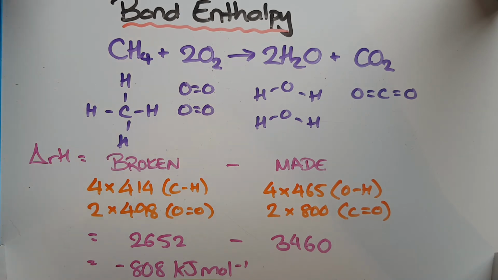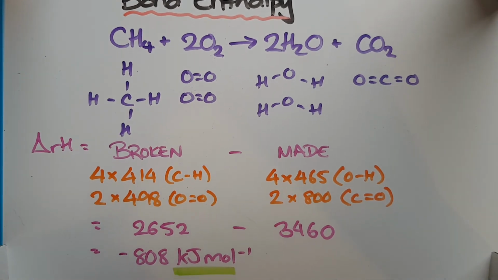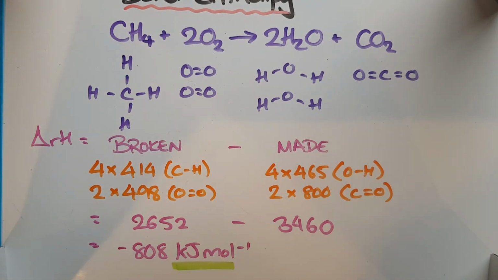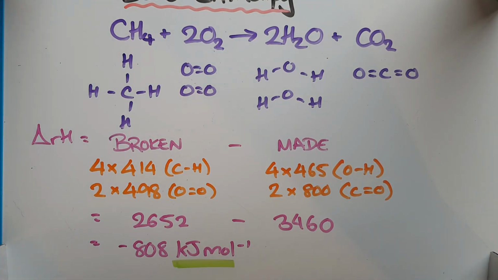In an answer, in an exam, I'm going to make sure I do actually include both of those values. Just in case I've made a silly mistake somewhere, I can still get some credit for either working out the broken or the made correctly. Then I do this simple subtraction and I get negative 808 kilojoules per mole.